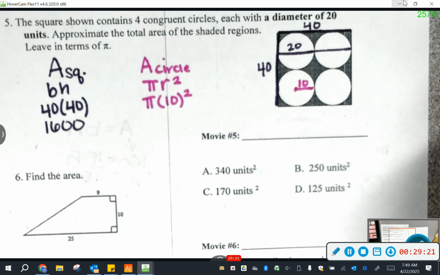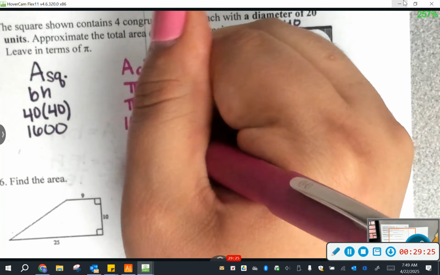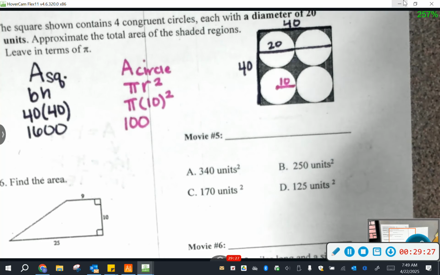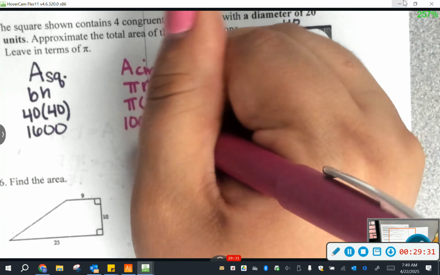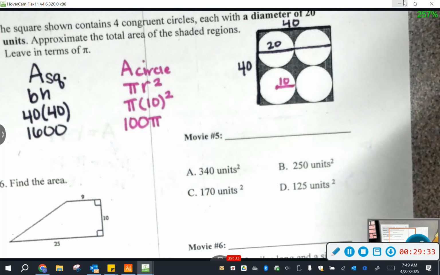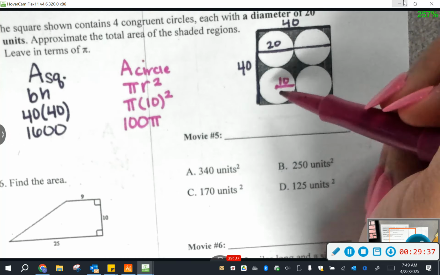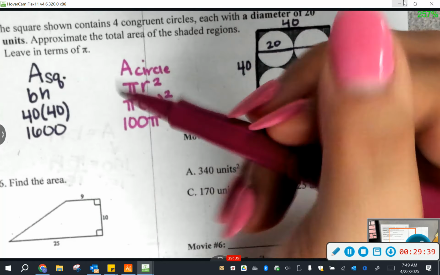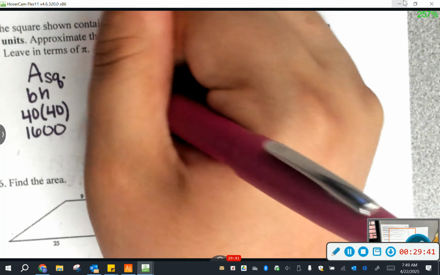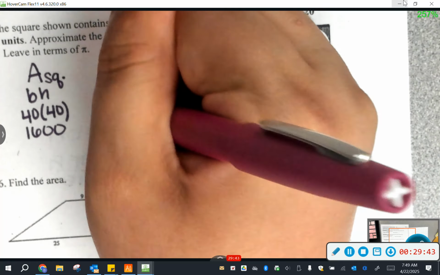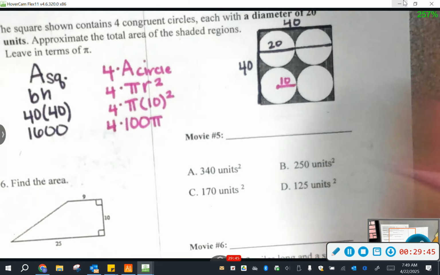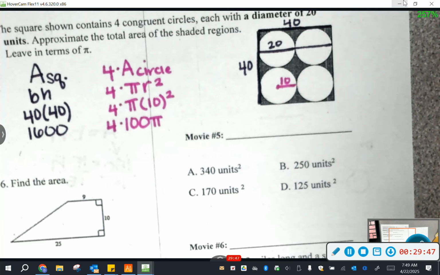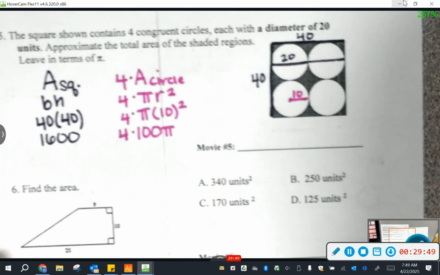And what is 10 squared? 100. My answer is not going to be 100 though. What is it? 100 pi. And what else? Do you agree there are 4 circles? So what am I going to need to do here? Times 4. And what is 100 times 4? So what is the answer to the area of the shaded region?